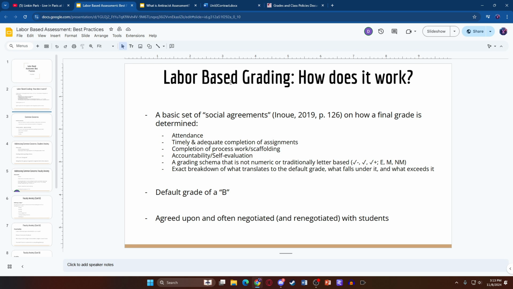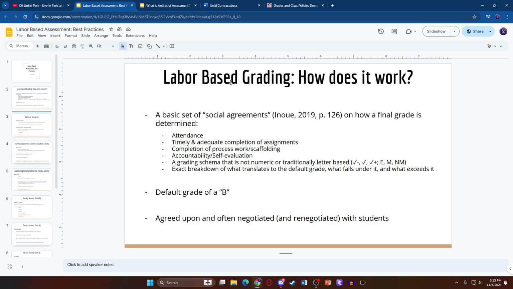Accountability and self-evaluation is often part of a traditional labor-based grading system. So something along the lines of a time log, which is not something that I use very often, but it gives students the space to document how much time they've spent on a given task or a given reading. Even if you're not grading them based on the amount of work they've admitted to putting in, you can at the very least factor in the completion of their time log as something that can count toward their assessment in the class.